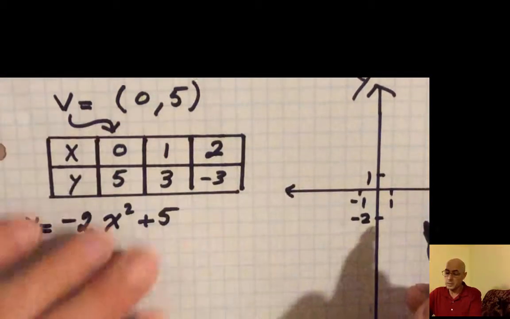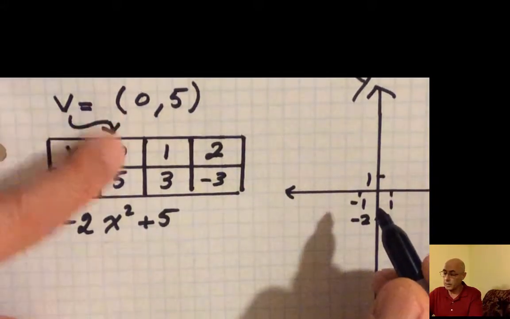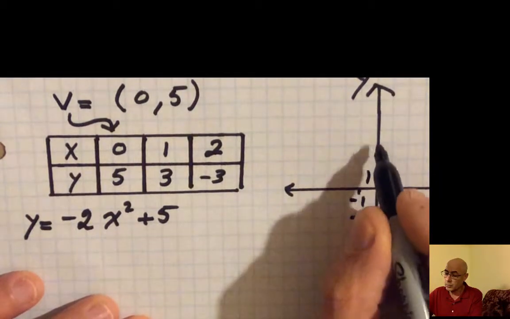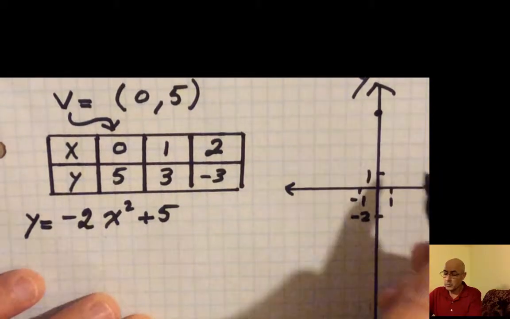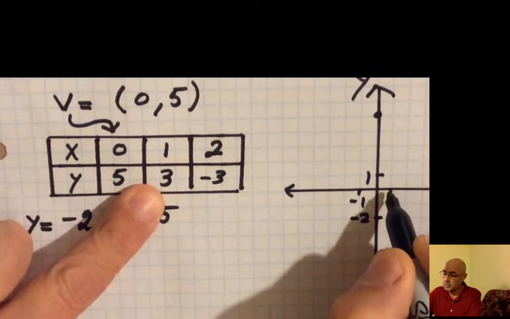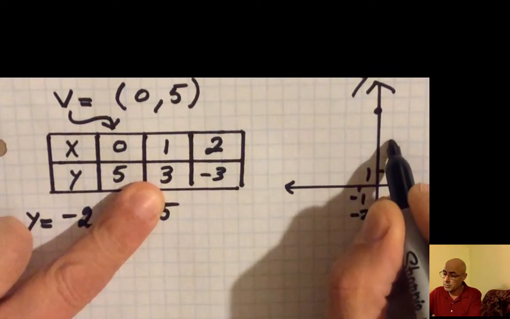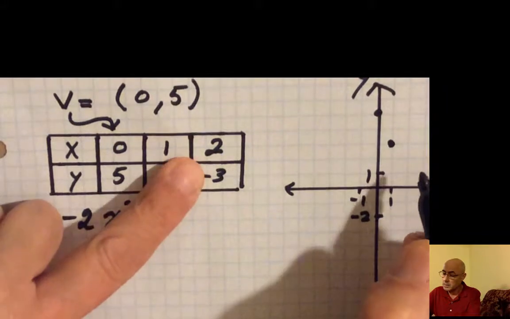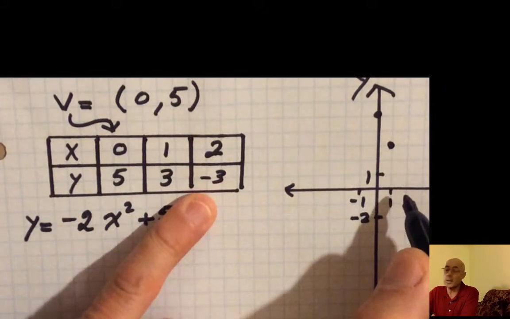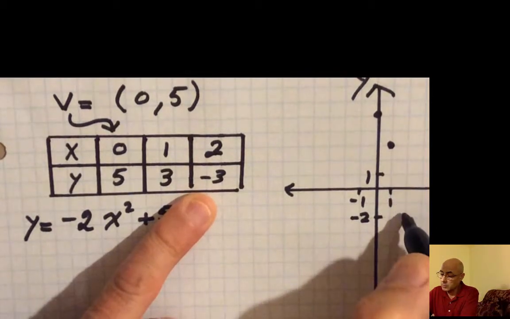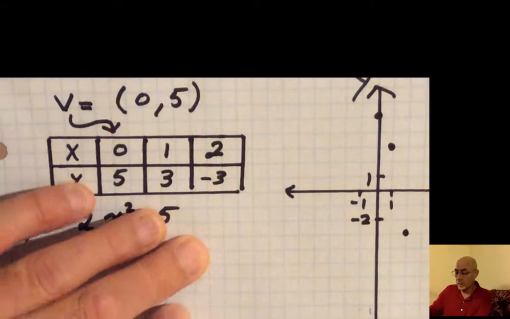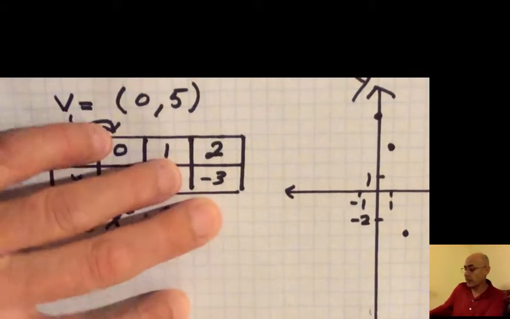We plot them. So the first point is the vertex, 0 and 5. So 0 on the x, and then we go up 5. 1, 2, 3, 4, 5. 1 and 3. When x is 1, we go up 3. 1, 2, 3. When x is 2, actually y is negative 3, so we are going to go down 3. 1, 2, 3. So now we have half of the parabola.